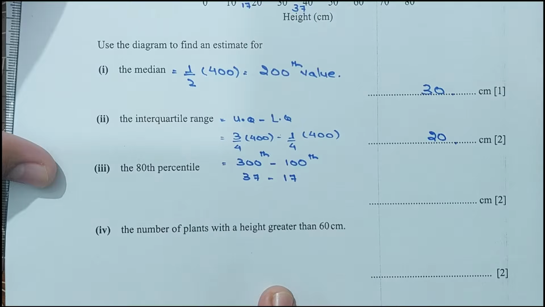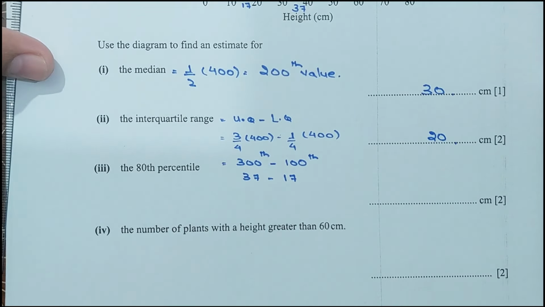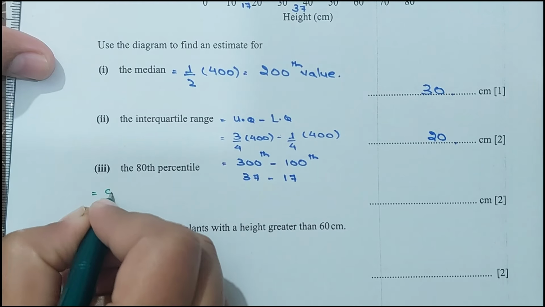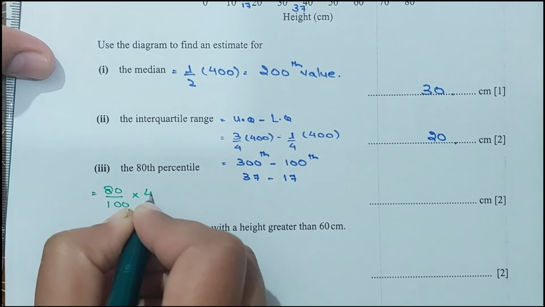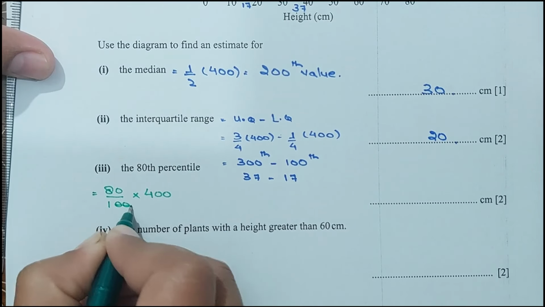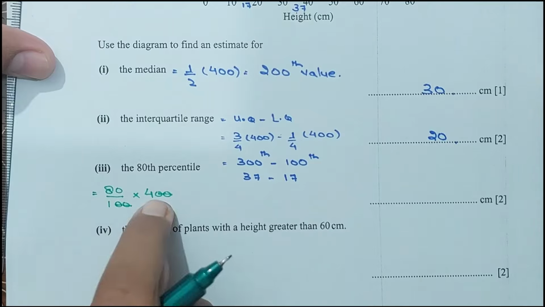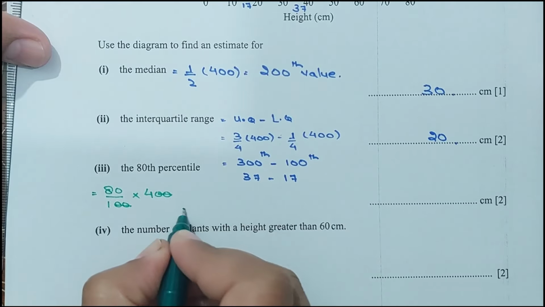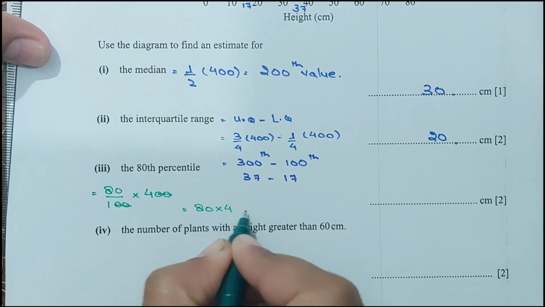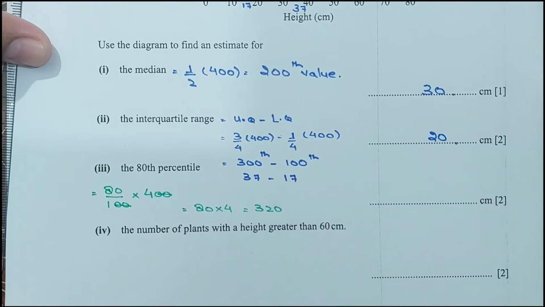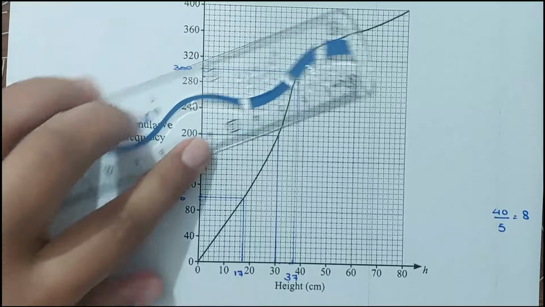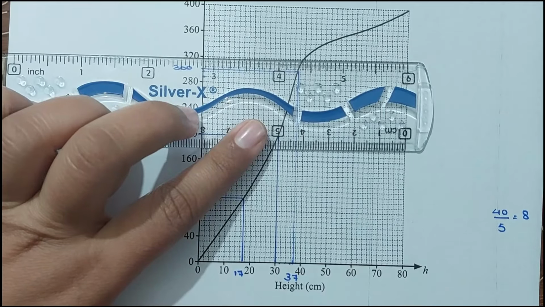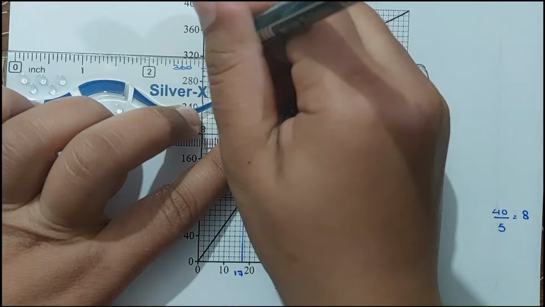Now for part 3, the 80th percentile. For the 80th percentile, we have the formula: 80 over 100 times the number of values, which are 400 plants. Zeros are cancelled with zeros. It's 80 times 4. 4 times 8 is 32 and 0. So the 320th value we have to calculate for the 80th percentile. Let me find out what the answer is for the 320th value.